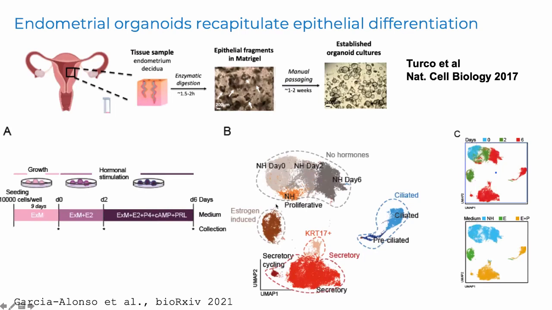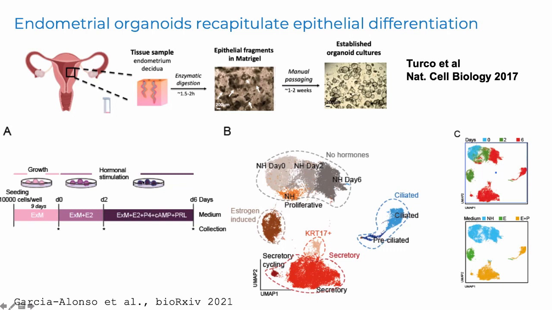So we wanted to validate our findings and understand how this imbalance between Wnt and Notch can affect epithelial cell differentiation. To do that, we used endometrial organoids, together with Margarita Turco from Cambridge University. What is quite nice about these organoids is that you derive them from primary tissue, and once you have established them, you can stimulate them with hormones, with estrogen and progesterone, and in theory they behave as the in vivo epithelial cells in the endometrium.